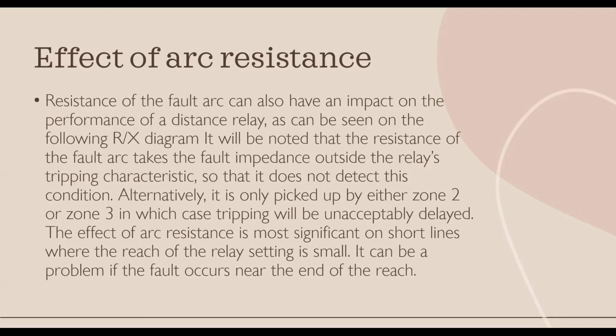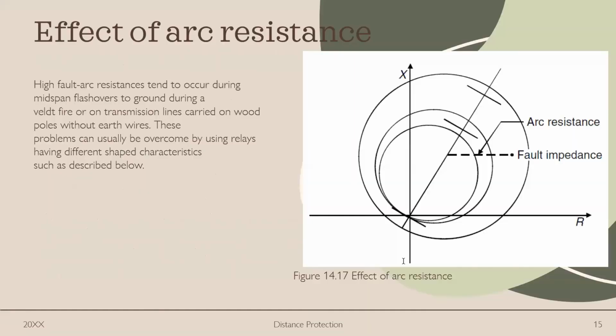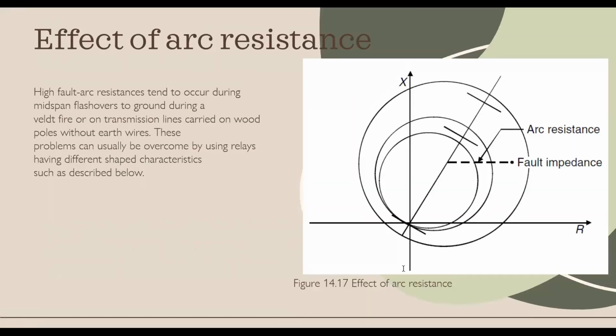The effect of arc resistance is most significant on short lines, where the reach of the relay setting is small. It can be a problem if the fault occurs near the end of the reach. High fault arc resistances tend to occur during mid-span flashovers to ground, during a belt fire, or on transmission lines carried on wood poles without earth wires. These problems can usually be overcome by using relays having different shape characteristics, as described here.